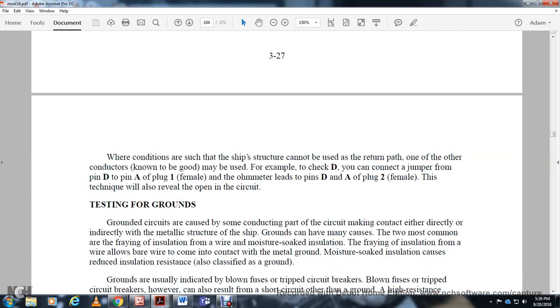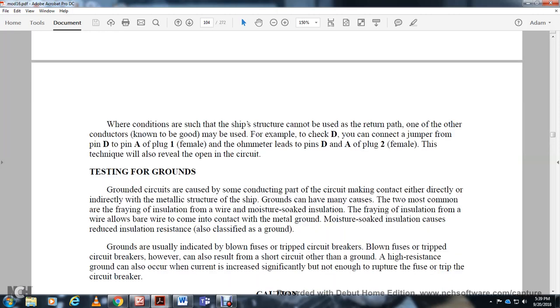With conditions such as the ship structure as the return for the ammeter, you can test one conductor over the other, conductors known to be good. For example, to check D, you can connect a jumper from pin T to pin A at the plug 1 female, with the ammeter leads to pin D and pin A. The check across pins A and Z at plug 1 female will reveal the open circuit.